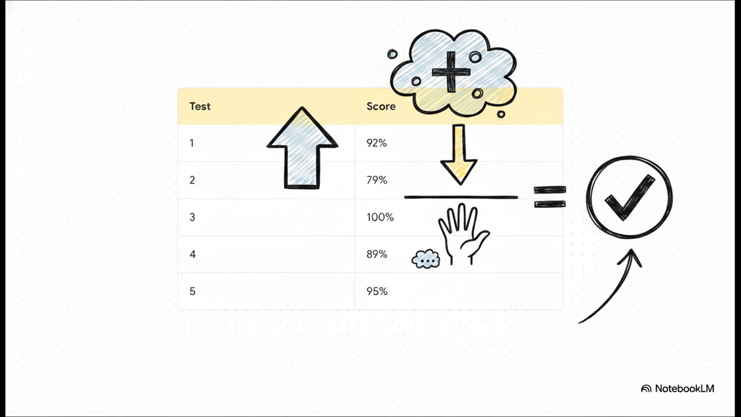Imagine a student with 5 test scores, 92, 79, 100, 89, and 95. Step 1, we add them all up. Doing our vertical addition, we get a total sum of 455. Step 2, we take that 455 and divide it by the number of tests, which is 5. 455 divided by 5 lands us perfectly at a 91. That single number, 91%, accurately represents the general trend of all 5 of those distinct tests.